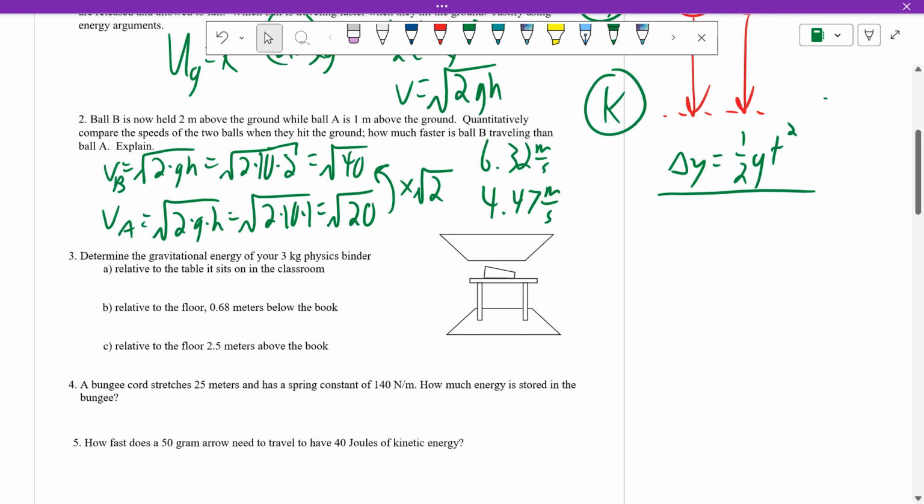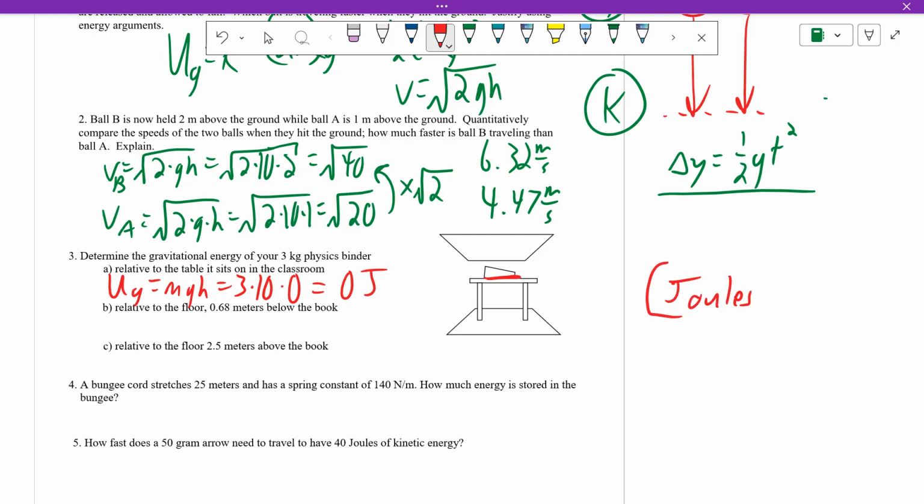Let's look at this binder on the table. For this, they ask you, what is its energy relative to the table? So U sub g is equal to mgh. Well, the mass is 3, g is 10, and h is the distance between the binder and the table. Here it's 0, and you're left with 0 joules. Joules are the units for energy. It's the first time we're actually looking at it, so it's a capital J.